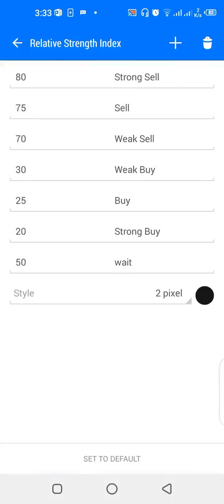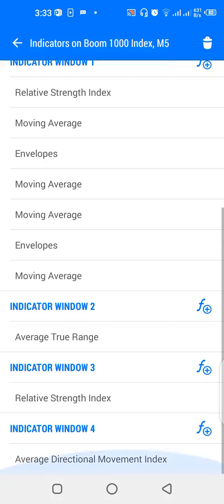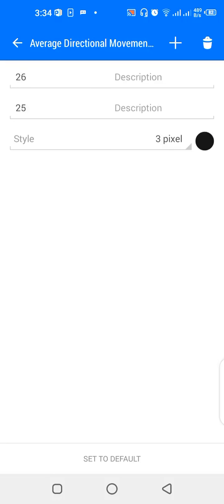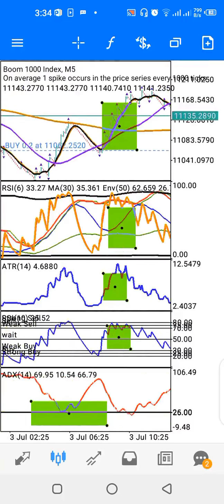Looking at the levels, we have 80, 75, 70, 30, 25. Then we have 50, we also have 20, the color is black. Then the last indicator window, we have average directional movement index. The period is 14, color is red. Now the levels, we have 26, 25, and the color is black. So that's that for the parameters.